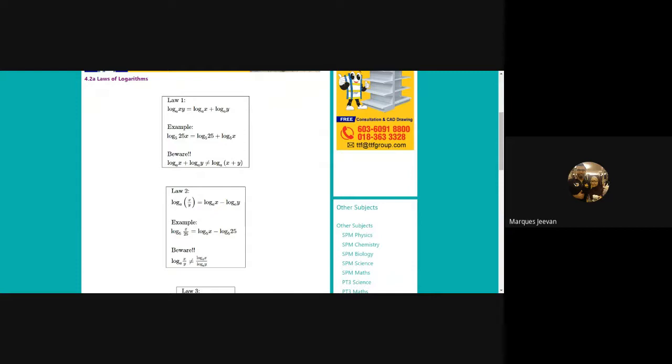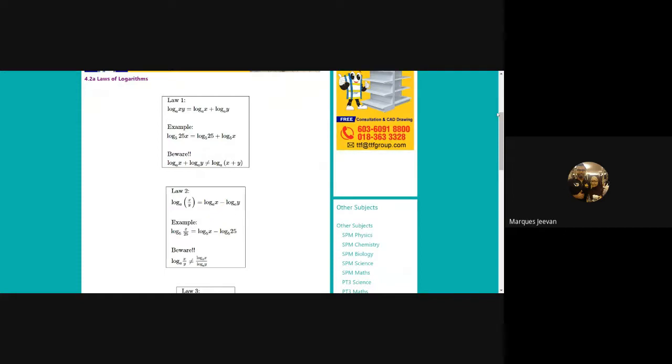Now, the second law is when it comes down to division. If multiplication is addition, meaning you can convert a log term in the form of a multiplication expression into a term that is adding each other up, for division you can do the same, but the opposite way around. If it's x over y, it's log x minus log y. Okay, clear with this part?